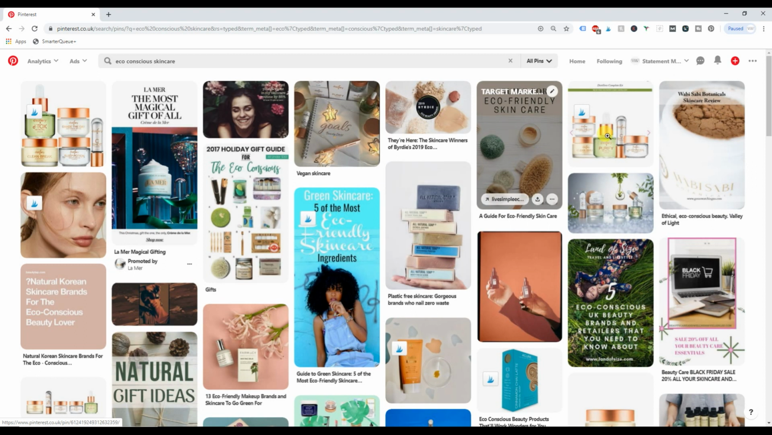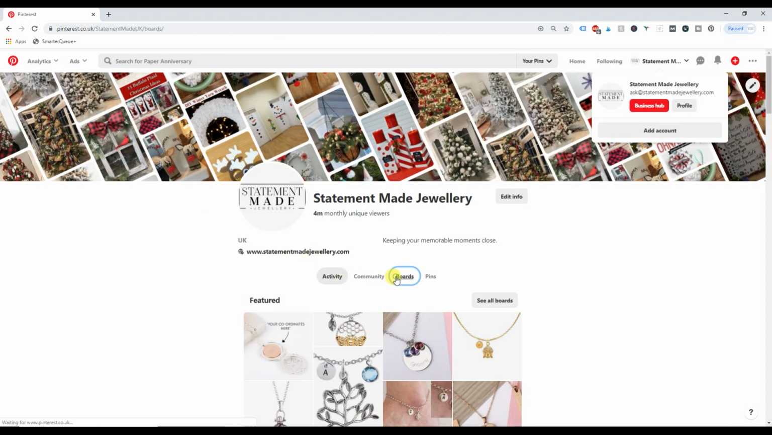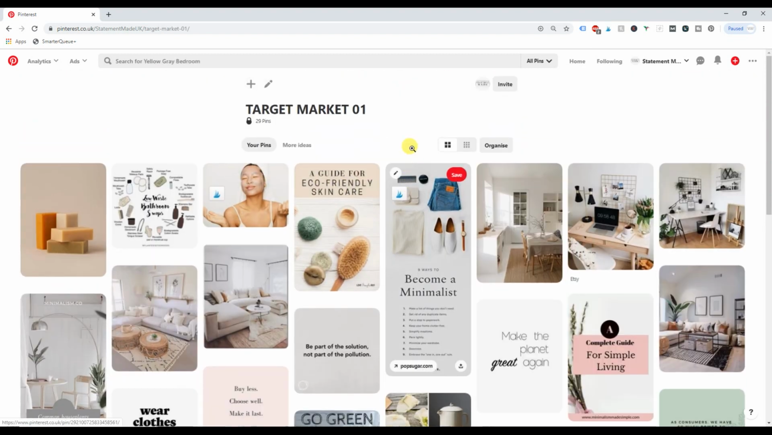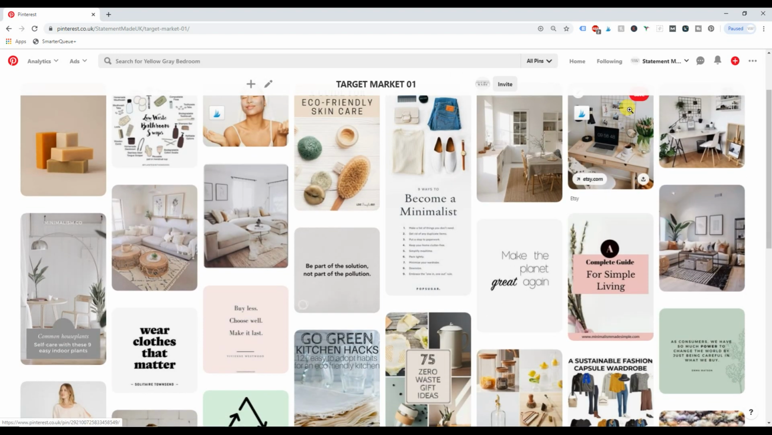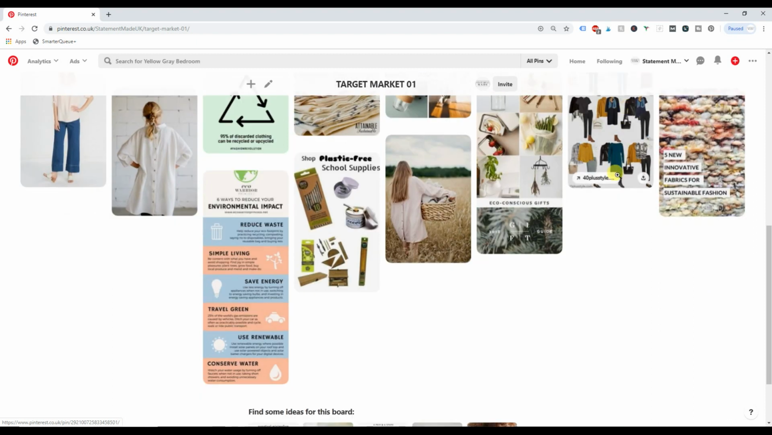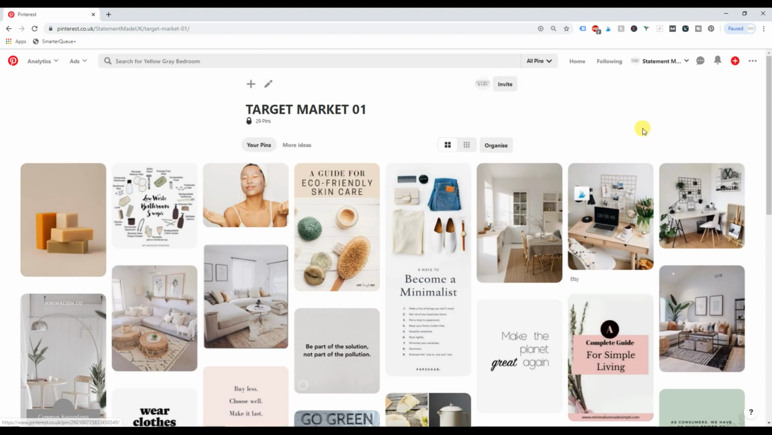So now what I'm going to do is go onto our profile and find our board. So here we go. Here is our board as it stands at the minute. Now this has literally taken us about 10-15 minutes. And as you can see, it is exactly how I would imagine that particular brand to be.